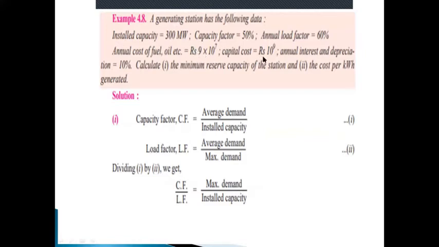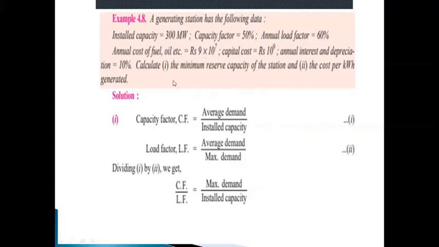Here capital cost is equal to rupees 10 to the power 9. Again, the initial capital cost is given as rupees 10 to the power 9. Annual interest and depreciation equal to 10%, which is given in percent. So annual interest and depreciation is 10% of the initial cost. Like that you have to understand. You know that annual interest and depreciation is considered for fixed charge. This is given as a percentage, so that means 10% of the capital cost. Whereas cost of fuel and oil is considered as running charge, and directly it is given in rupees.